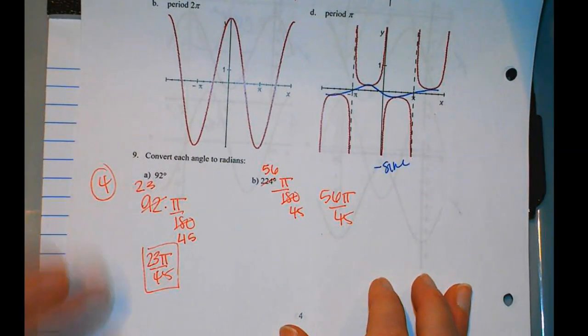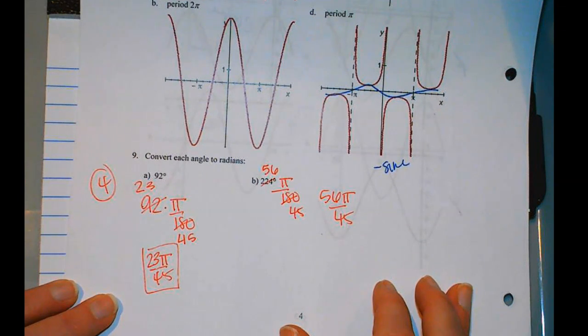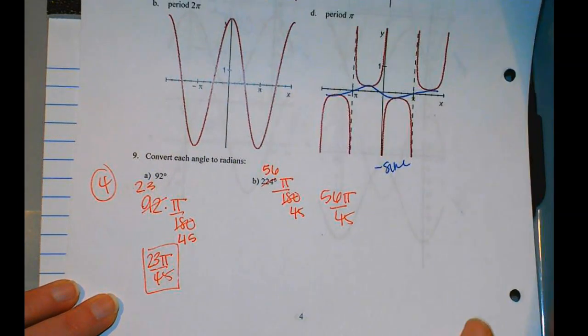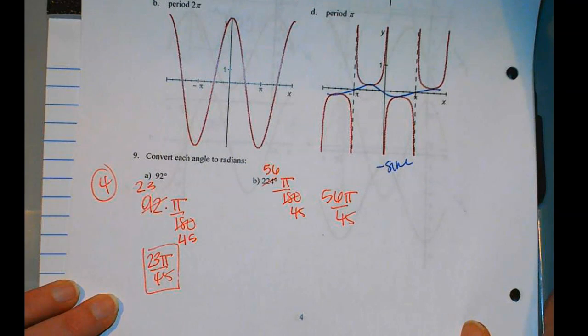Convert each angle to radians. That meant you multiplied by pi over 180, which y'all did fine with. Some of you simplified a little bit awkwardly. You might have gotten a point off for just not being able to divide by 2 or dividing by something badly. Like 112 divided by 4 is not 66. That happened a bunch.